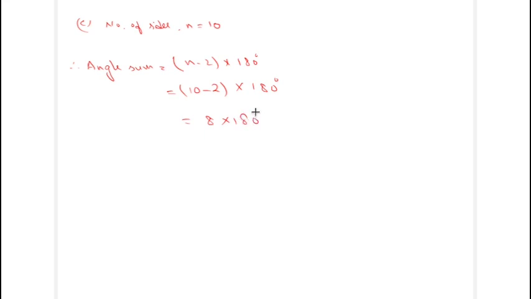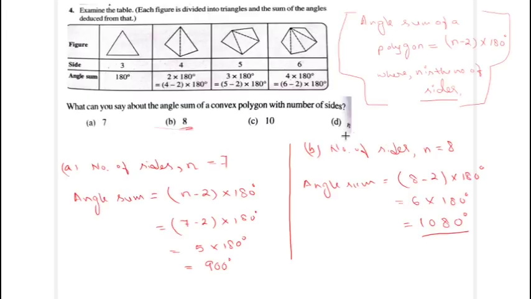Now we will do number C. Number C, number of sides n equals 10. So therefore the angle sum equals (n minus 2) into 180 degrees. So (10 minus 2) into 180 degrees. That means 8 multiplied by 180 degrees. And 8 multiplied by 18 is how much? 144, and 0 is there. So 1440 degrees.